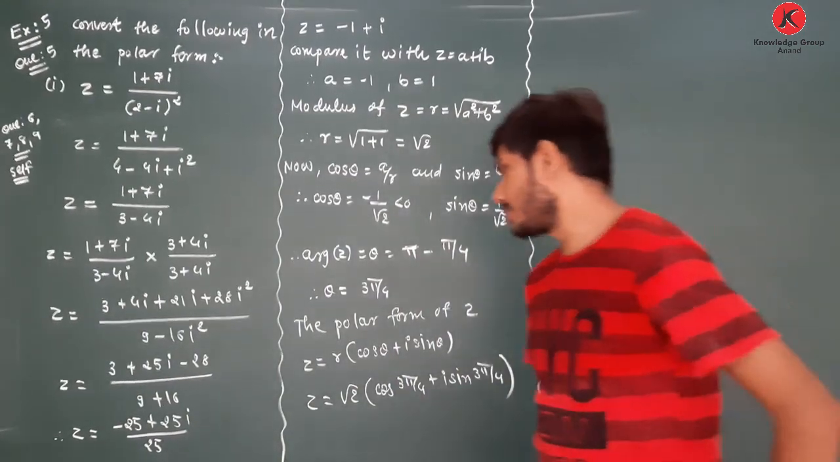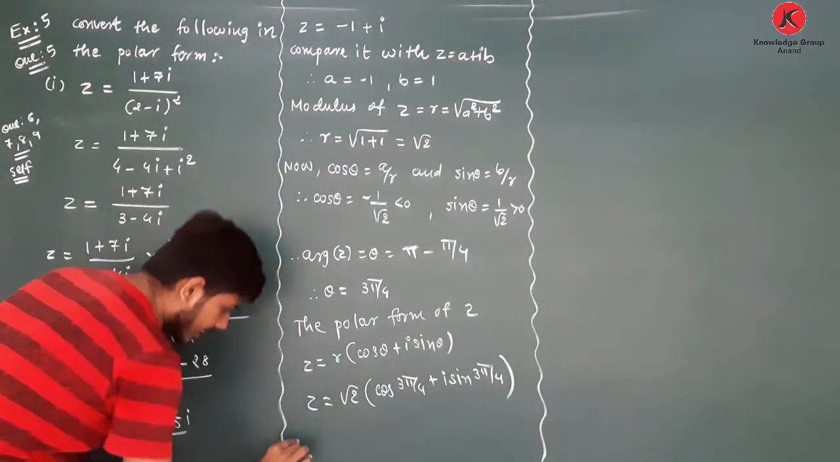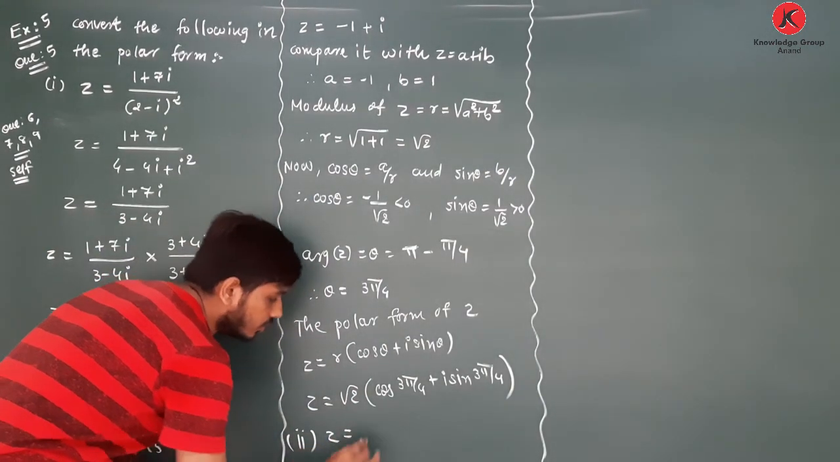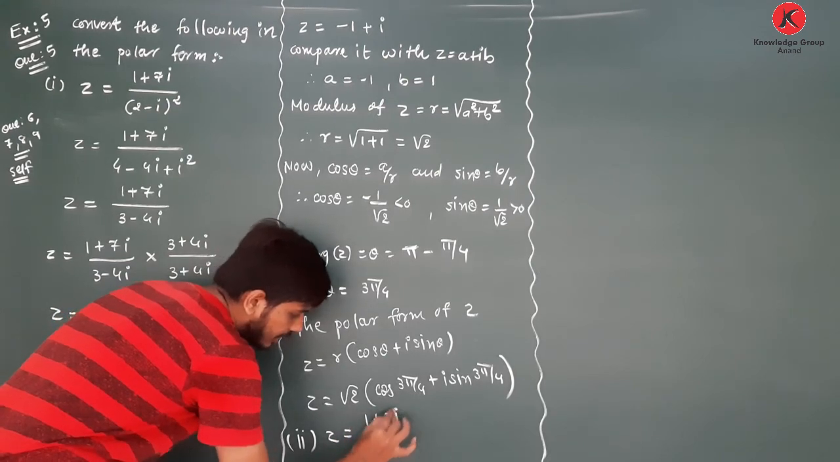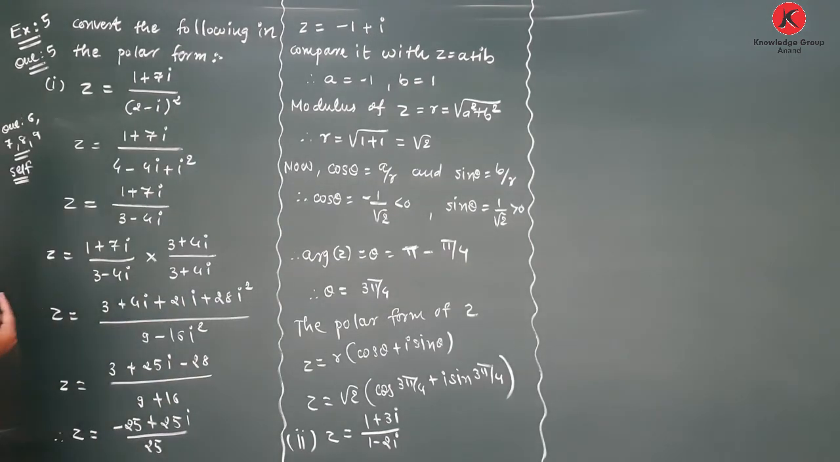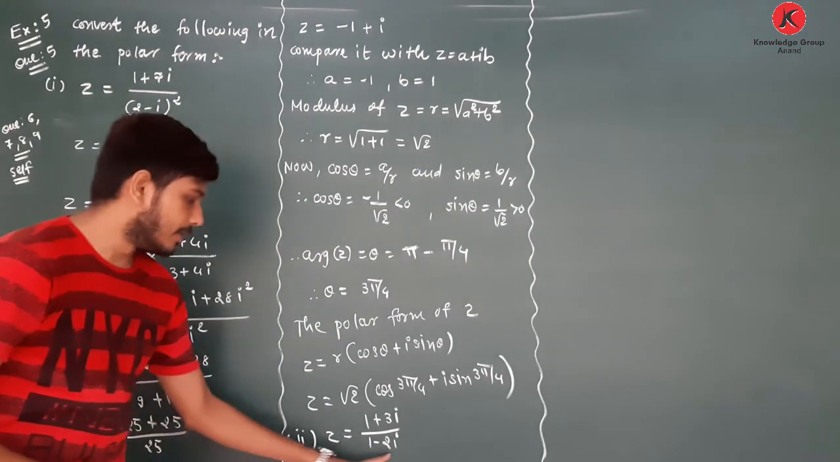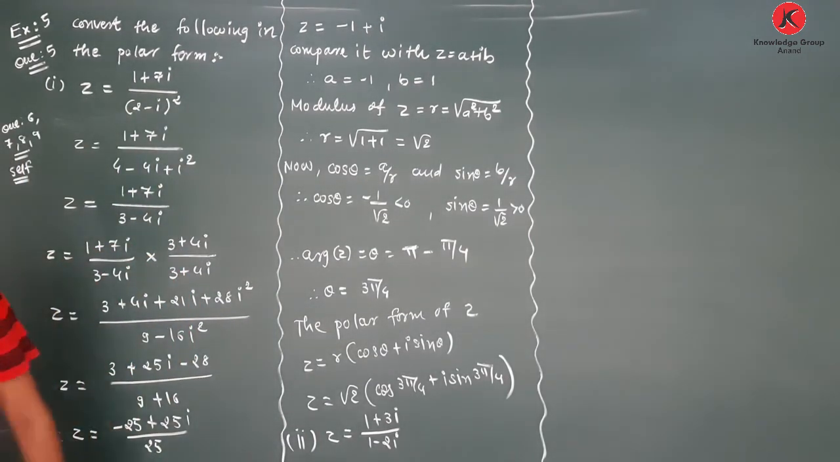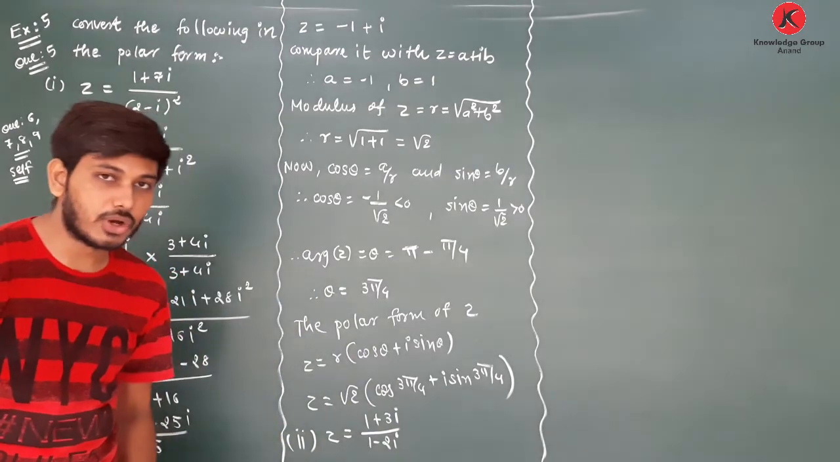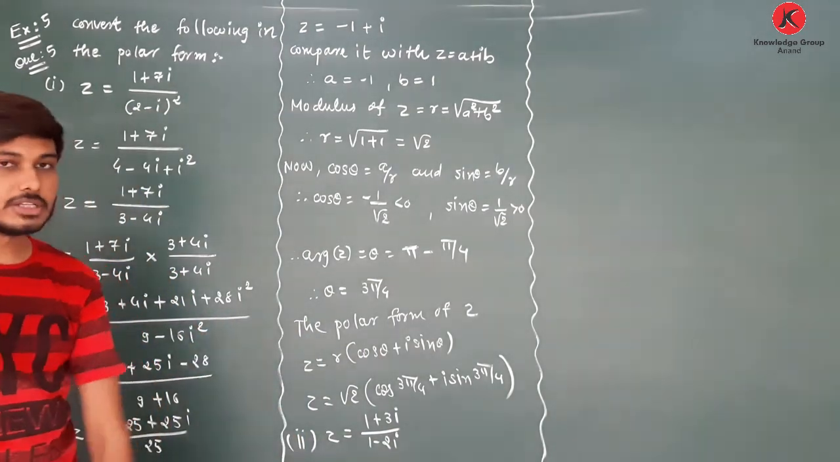Now we are going to discuss the second question. The second question is z equals 1 plus 3i divided by 1 minus 2i. This is also a simple question. First of all, see whether the complex number is in standard form or not. So the complex number is not in standard form.